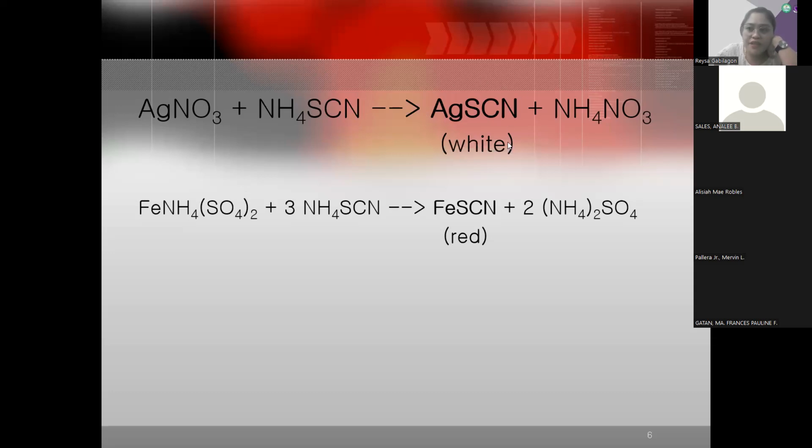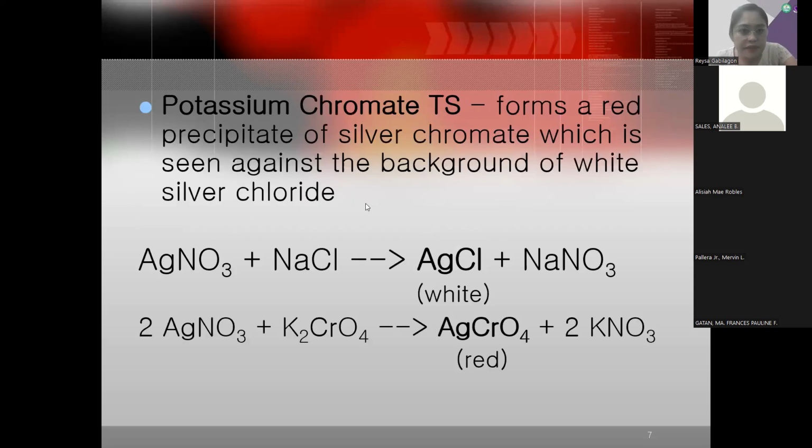This is the first one. The first precipitate to be formed is the silver thiocyanate. And then the excess titrant, the excess ammonium thiocyanate, will react with our indicator, the FAS, ferric ammonium sulfate. So, leading to the formation of a red precipitate, which is the ferric thiocyanate. And then again, this signals the endpoint of the titration process. Okay, that's the first indicator, class.